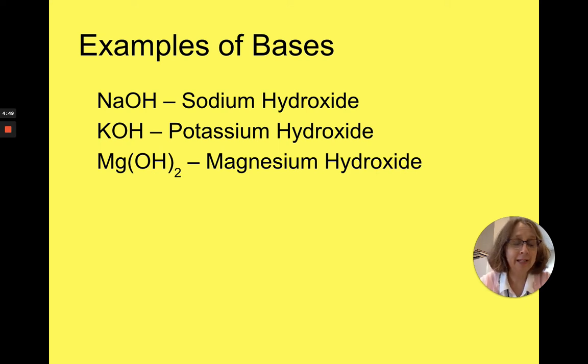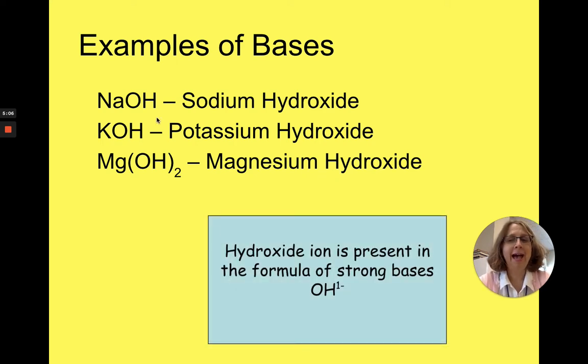Okay, how about bases? Let's see if it has a tell. So here are 3 very strong bases, things that make things very basic, very high pH, pH 14. Sodium hydroxide, potassium hydroxide, magnesium hydroxide. I bet you noticed a similarity. Every single one of them has hydroxide in them. And so in strong bases, you will find in their formula the OH 1- ion, hydroxide, as compared to acids where you find the H+ ion.